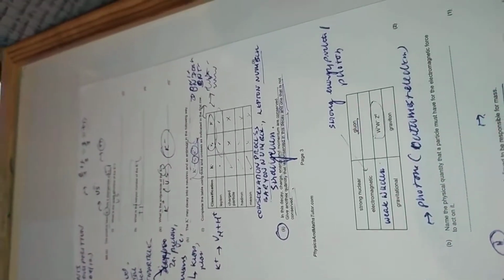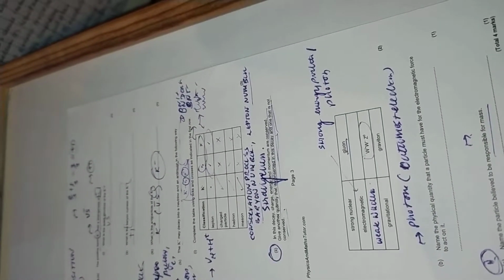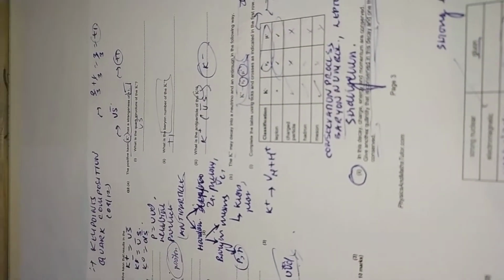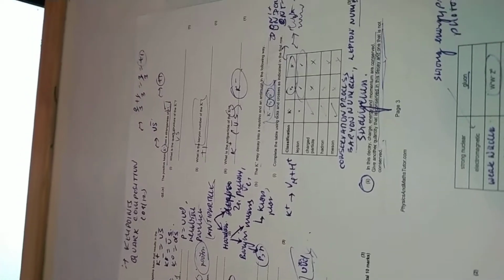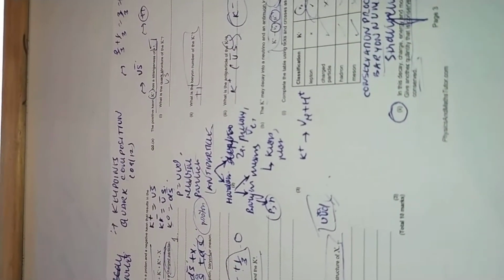Moving on to our second question. The second question states that a positive kaon, K positive, has a strangeness of +1. What is the quark composition of the K positive? You are correct in saying it's U anti-S, the up and anti-strange particles. Then we come to the second question: what is the baryon number of K positive? Unfortunately, you were saying that it has a strangeness of +1, but the baryon number is in fact 0.